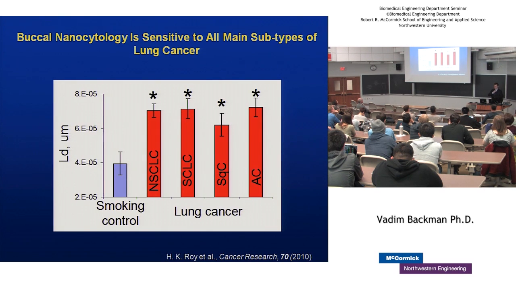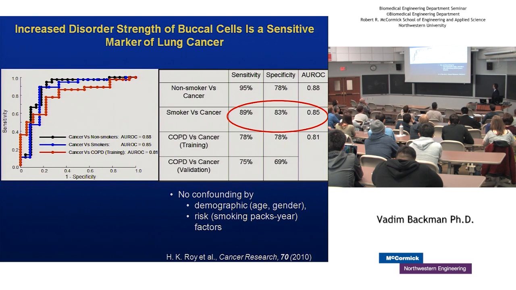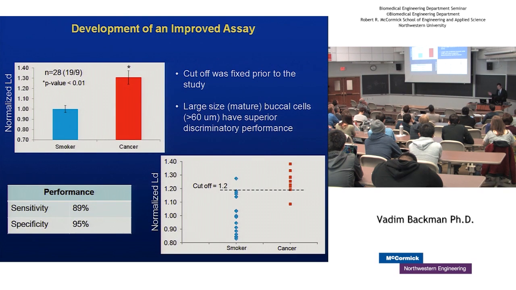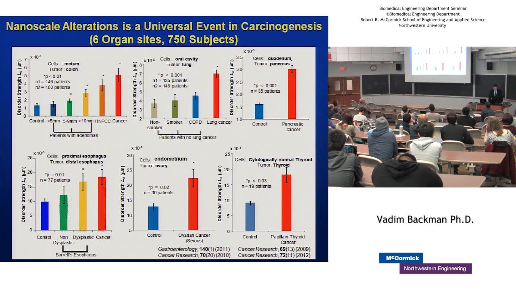The test is sensitive for essentially any major type and subtype of lung cancer, including non-small cell, small cell carcinomas, squamous cells, and adenocarcinomas. The sensitivity of the test was 89% and specificity was 83%. Again, very good compared to any other possible tests. And recently, we attempted to improve the assay, and it did work out. So the sensitivity and specificity are around 90% now. We are in the process of validating this in blinded trials right now.